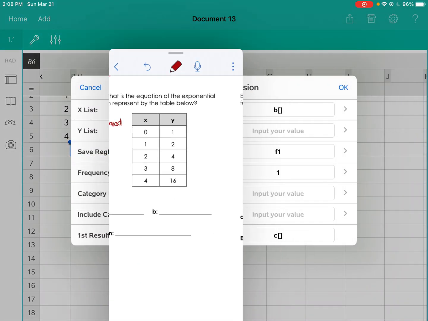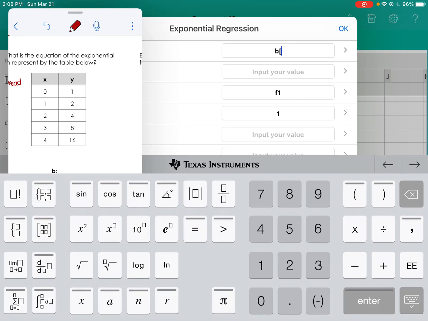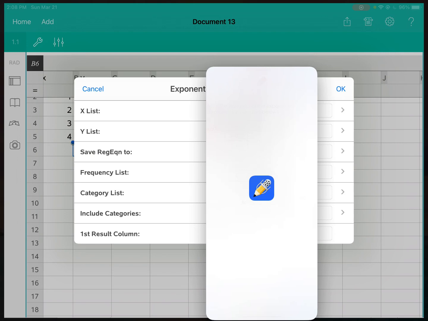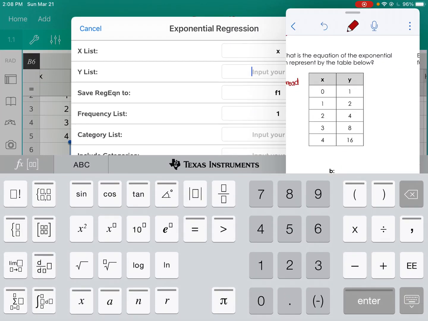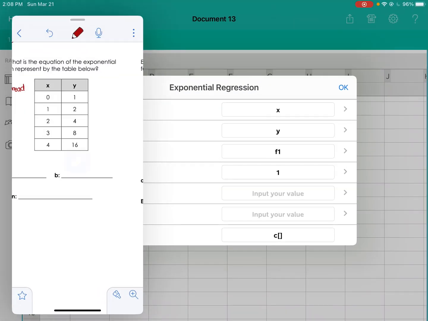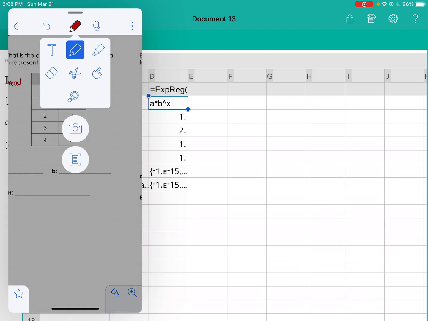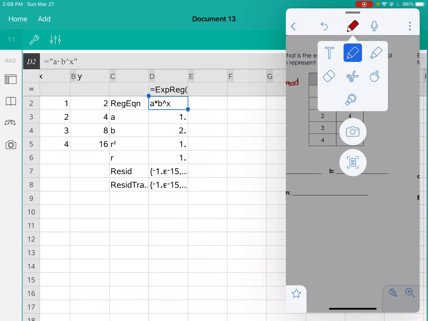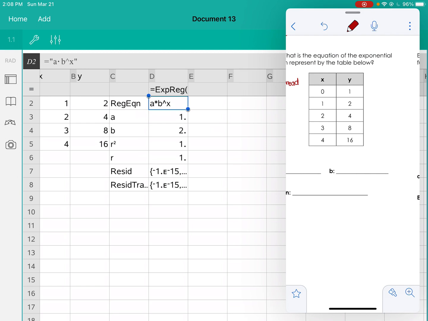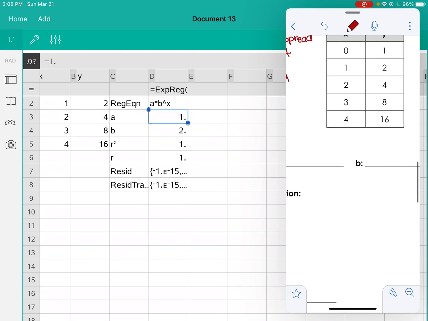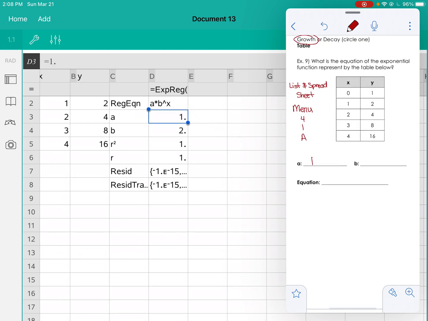Okay, and we've been here before. X list, we type in X. Y list, we type in Y. And then we hit OK. So what we're looking for is for A and B. So right here it tells us that A is 1. So A is 1. And it tells me that B is 2.